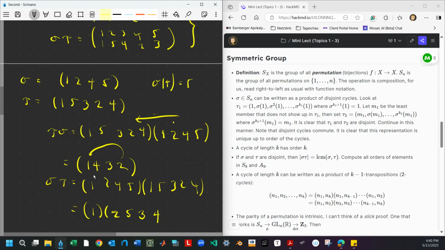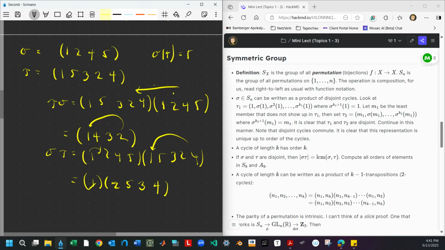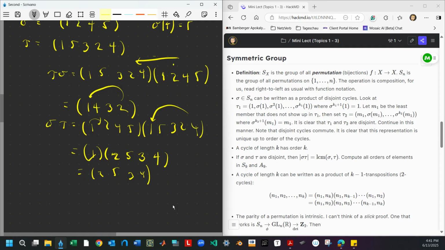4 goes to 1. 1 goes to 2, right? So see, I almost made a mistake there. 4 goes to 1, 1 goes to 2, right? So it's like that. So here we get this, and again, we could just ignore this 1 and just write 2, 5, 3, 4, right? Like that. Good.